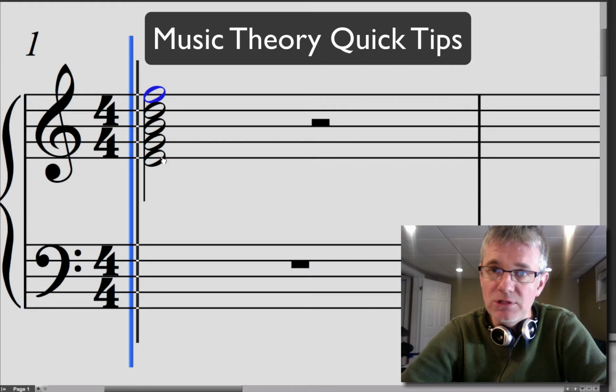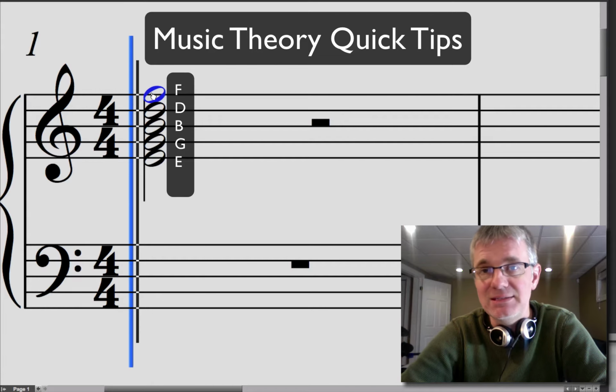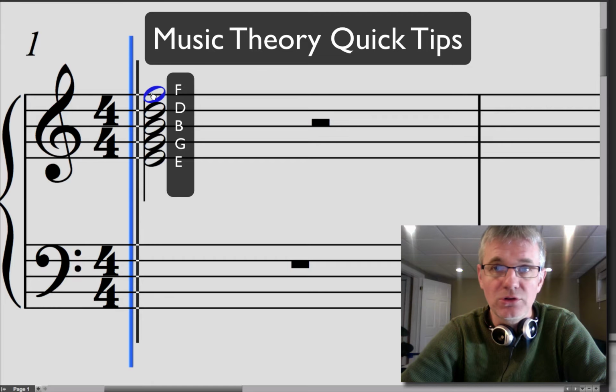From the bottom to the top, it goes Every Good Boy Does Fine. So from bottom to top, E, G, B, D, F. Okay, those are the line notes.